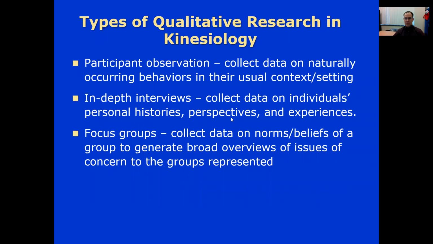Now, here are some types of qualitative research in kinesiology. The first is participant observation, where the researchers collect data on naturally occurring behaviors in the usual context or setting. An example would be a researcher viewing children at play and determining why and how children are playing the way they're playing. This gives, again, a richer idea of why a population might be doing what they're doing, but in their natural environment, which allows them to continue to do what they normally would do, as opposed to bringing them into a lab, where it might alter what they would normally do.